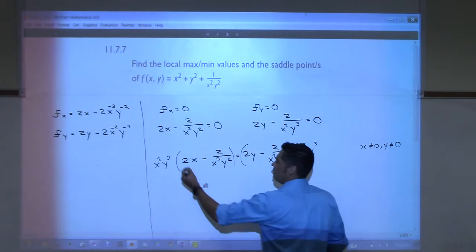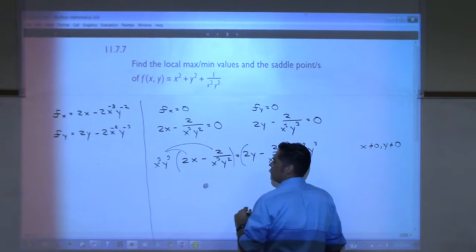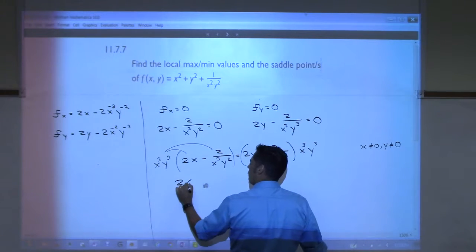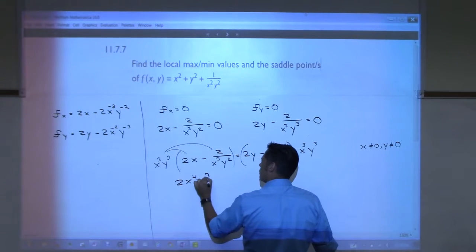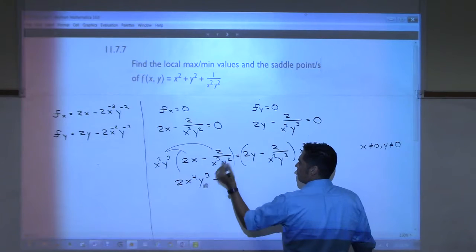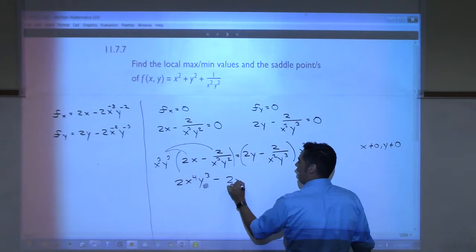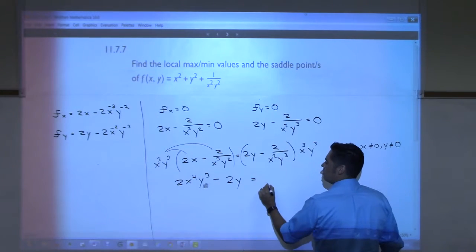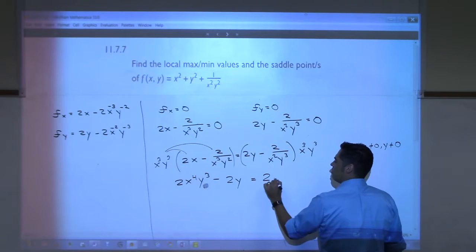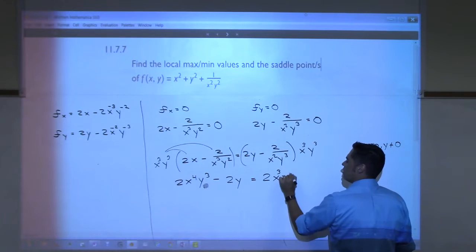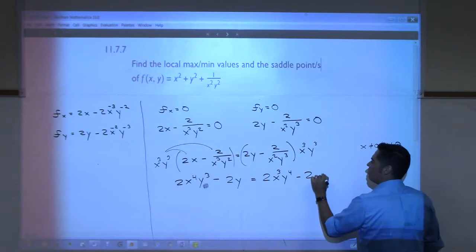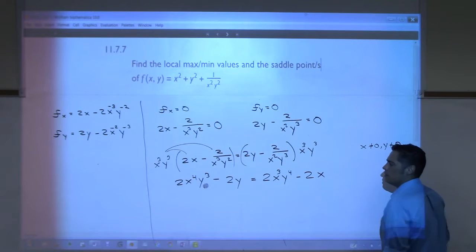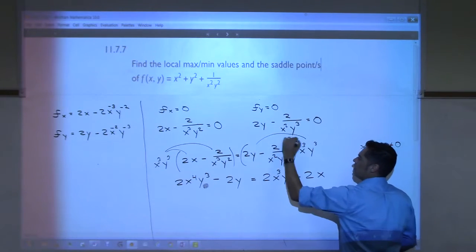See if this helps us at all. Here, let's see, we would get 2x to the 4th y cubed minus 2y, and then equals 2x cubed y to the 4th minus 2x. So that's distributing here and here.